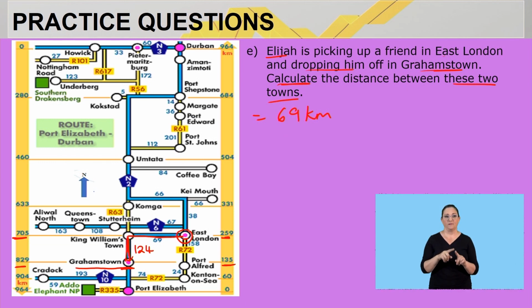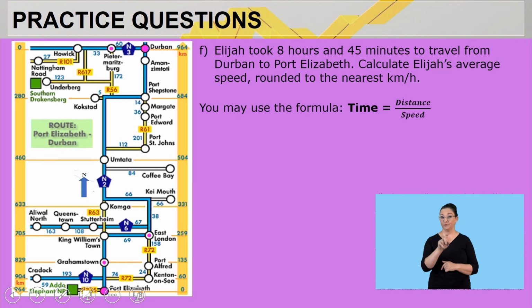So therefore, I'll take my 69 kilometers, that's between East London and Kings Williamstown, plus my 124 kilometers from Kings Williamstown to Grahamstown. So let's quickly add the two distances, 69 kilometers plus 124 kilometers. So that will give us a total of 193 kilometers. So the distance between East London and Grahamstown, therefore, is 193 kilometers. Are we clear on that one? All right. Guys, let us now look at question number F.